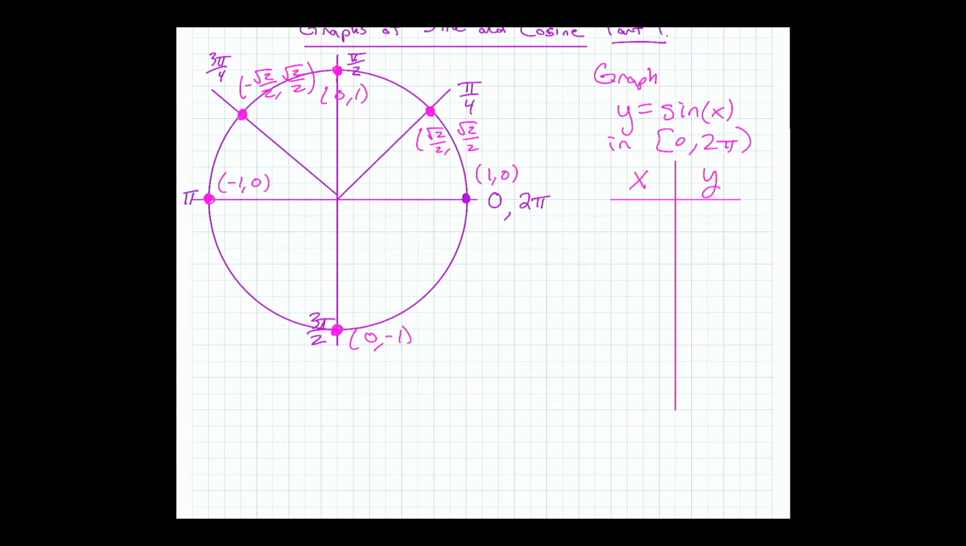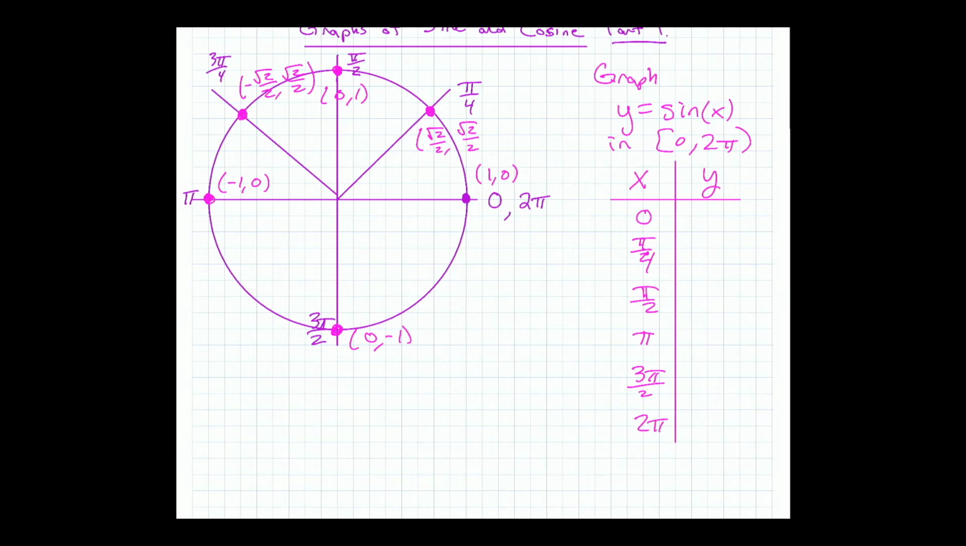So if for my x values I pick angles, I'm going to go 0. I guess I'll pick pi over 4. Pi over 2. I'm going to skip 3/4 pi. I'm just going to go to pi, and then 3 pi over 2, and then 2 pi. And that'll be all the way around the circle.